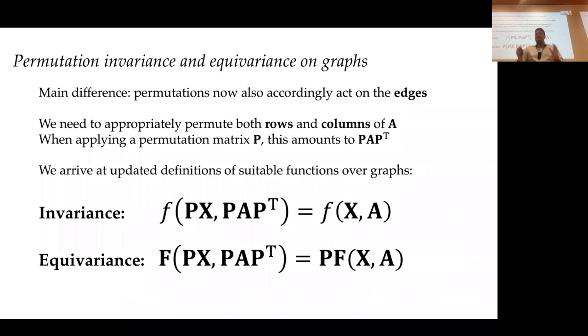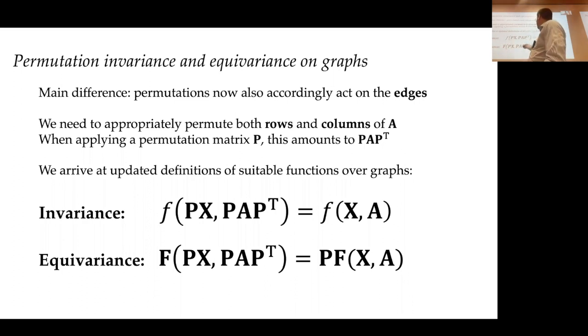So the only difference to the conditions we had before is that now edges are also part of the domain. And therefore, whenever I permute my input node features, I must also accordingly permute my edges. Otherwise, it's not the same graph, right? But if you represent the graph with an adjacency matrix, with rows and columns equal to the number of nodes, that just means I need to permute the rows and permute the columns appropriately. And once again, you can do linear algebra 101 and convince yourself that this amounts to P A P transposed for any permutation matrix P. Okay.